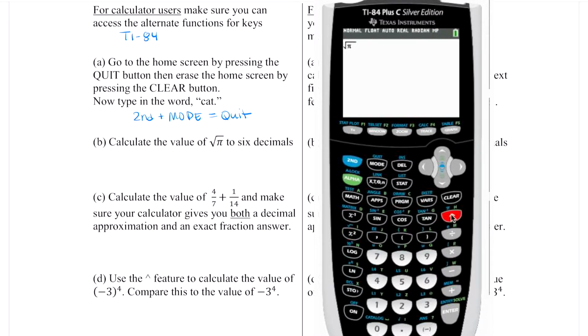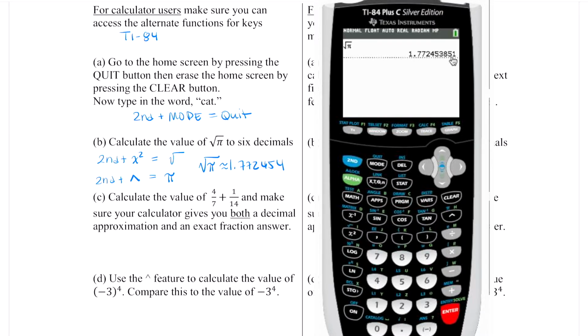So let's write that down. The second plus x squared button gives you the square root command. And then second plus this hat gives you pi. So the square root of pi, let's hit enter, to 6 decimal places, 1.772454.